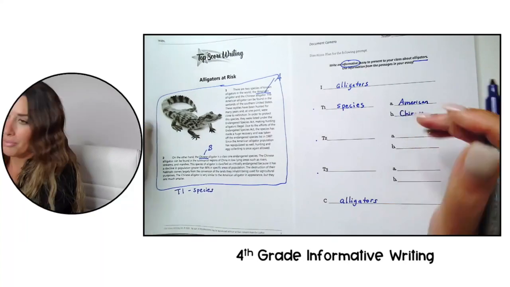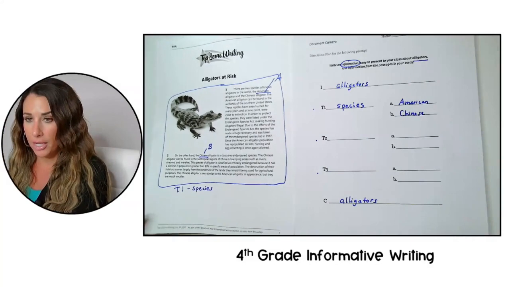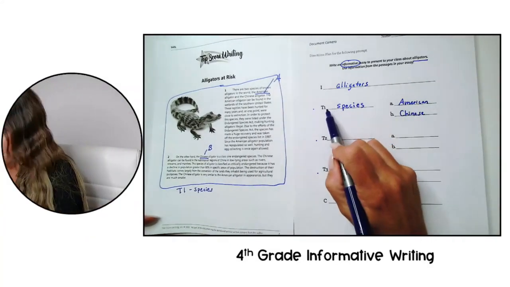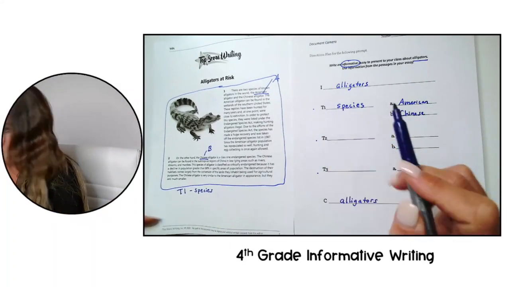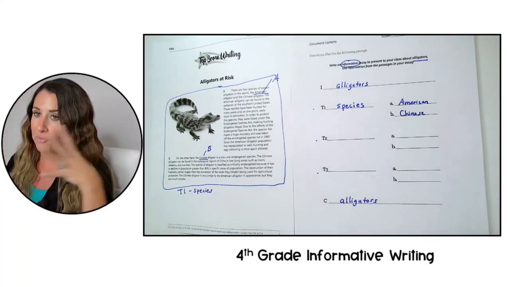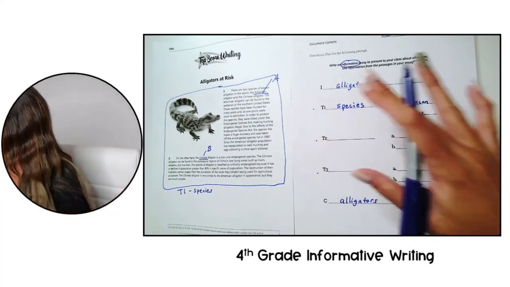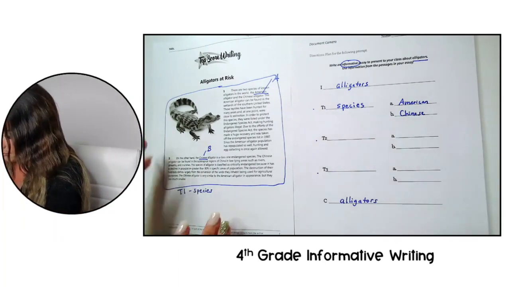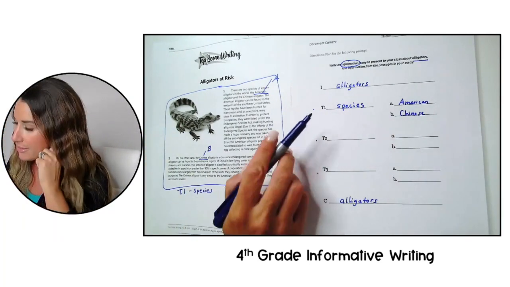Now remember, planning is just jotting down your ideas. So you don't have to write the different species of alligators. You can just write species. You don't need to write American alligator, you just write American. You're going to elaborate and write when you write your essay. This can just be jotting down your ideas. Okay, so I'm done with T1.